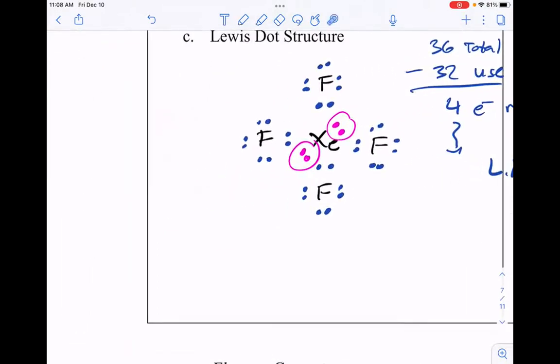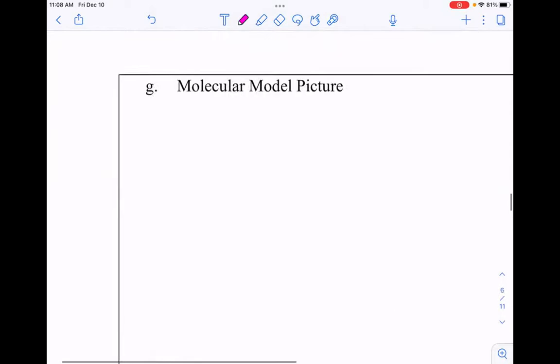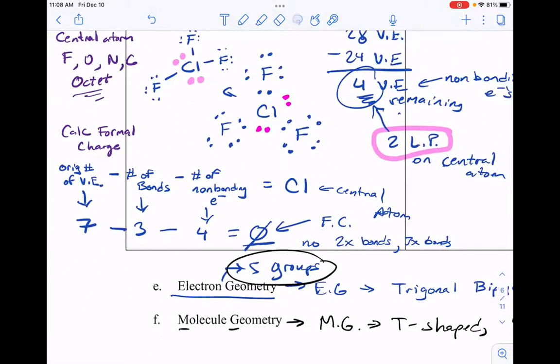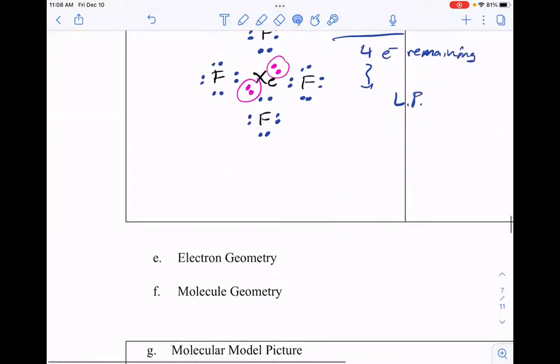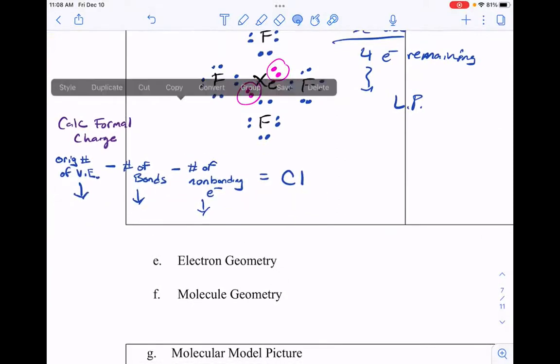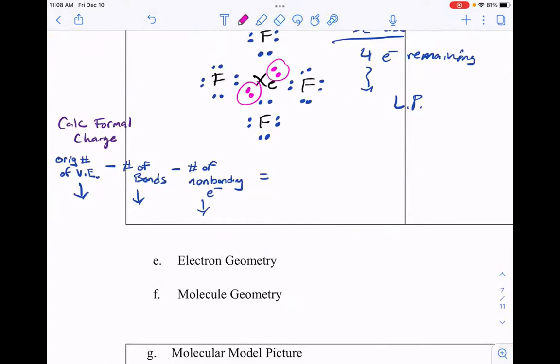All right, so our central atom is xenon. It is not part of the octet-exception elements, and so to check our draft, we need to determine whether we need double bonds or triple bonds. We need to calculate formal charge for xenon. I'm just going to copy and paste the formula here. So, calculate formal charge for xenon.